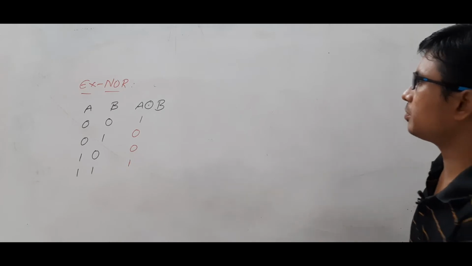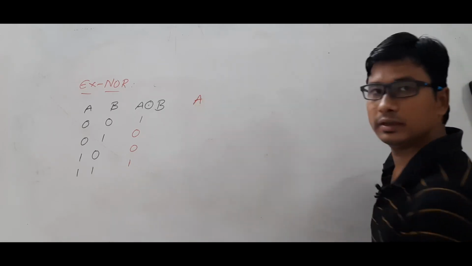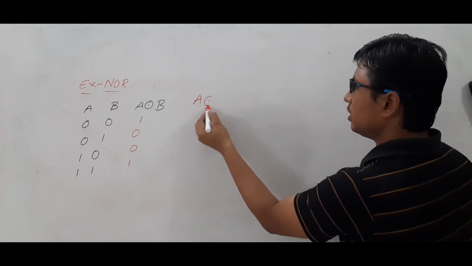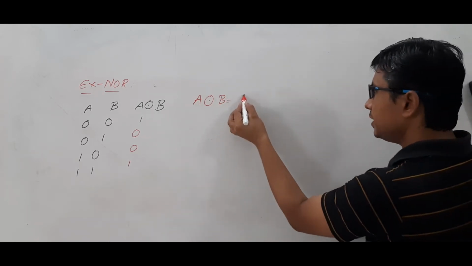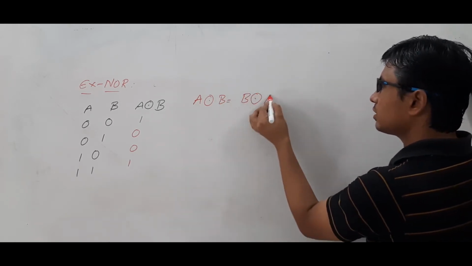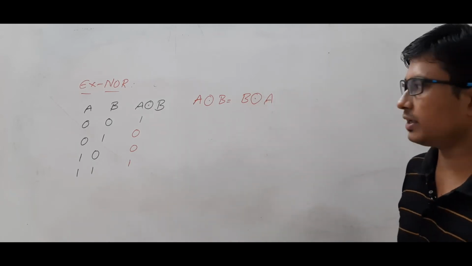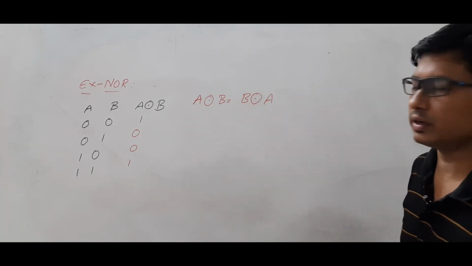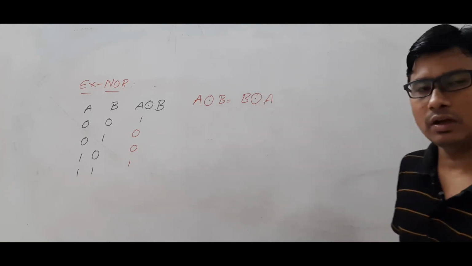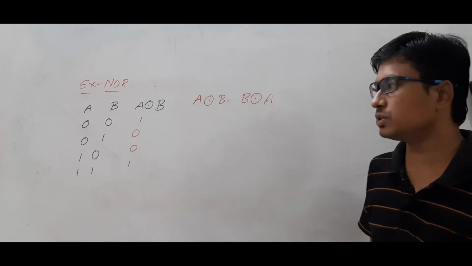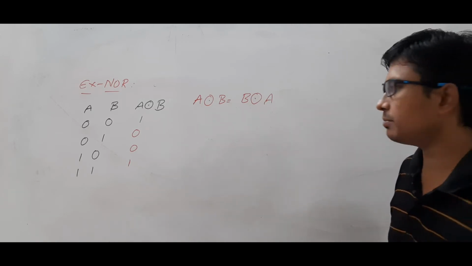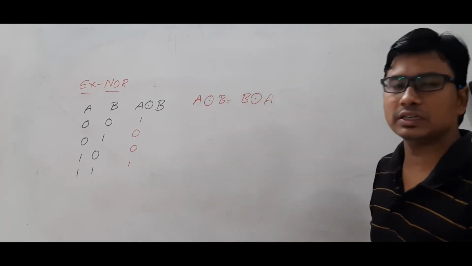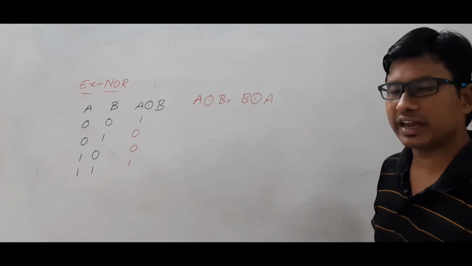What is the commutative property? A exclusive NOR B should be equal to B exclusive NOR A. Is it clear? You can prove this using the truth table, or you can simplify the equation also. I will discuss both ways so that you will understand the concept in a better way. So I will simplify the left hand side.